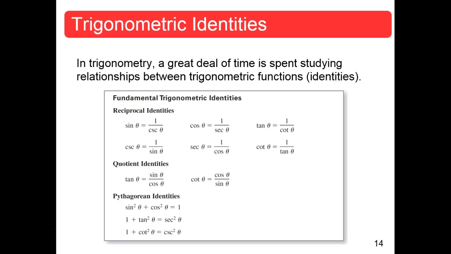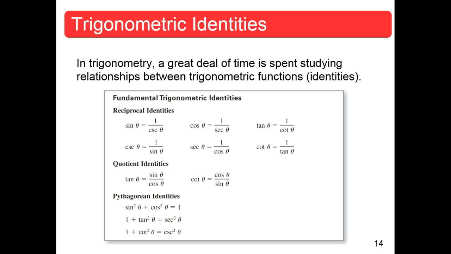Now, one set of these, the cofunctions, are also reciprocal functions. That's only tangent and cotangent. But sine and cosine, and secant and cosecant, are cofunctions of each other, but not reciprocals. The sine is the reciprocal of cosecant, cosine is the reciprocal of secant. Those are the reciprocal identities because they're one over each other.